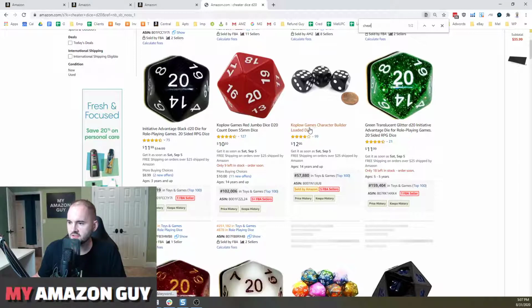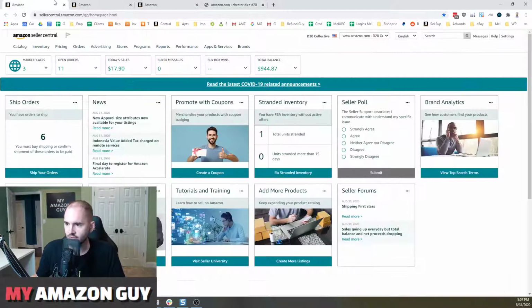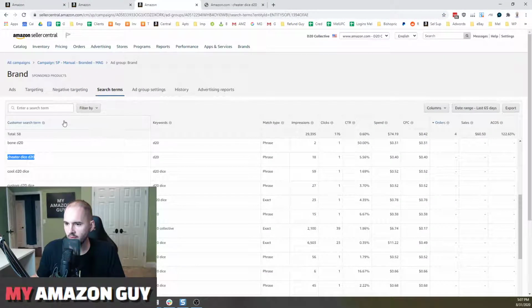In this particular instance, the third result here gives me the answer to what I'm looking for, and these are actual loaded dice. So somebody looking for loaded dice would probably not be buying this particular product. So what we do is we go in, take this term, and negate it.